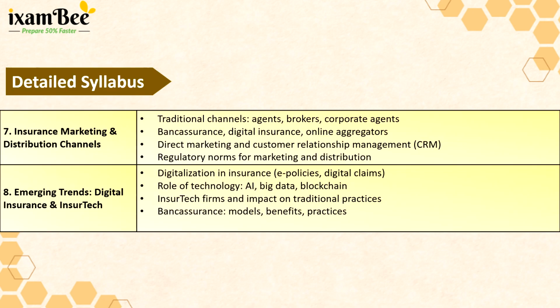Seventh unit is the insurance marketing and distribution channels. This includes traditional and digital channels, bancassurance, online aggregators, direct marketing, CRM, and other regulatory norms related to marketing and distribution. In the last unit, we will be discussing the emerging trends in digital insurance and insurtechs, where we'll explore the digital transformation in insurance, including e-policies, AI, big data, blockchain, insurtech firms, and bancassurance models and its benefits.